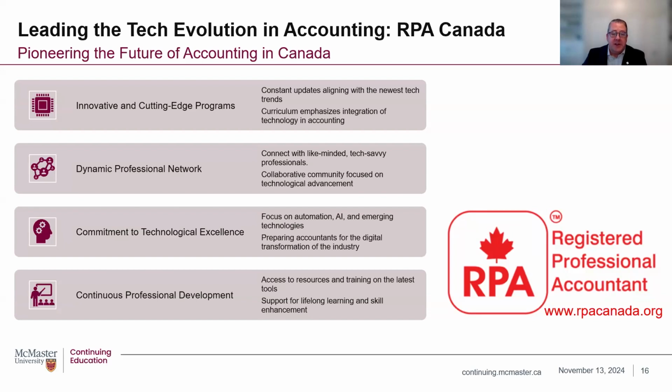It offers two designations. A Registered Professional Accountant designation, which you need to qualify for. You have prerequisite courses as well as a mandatory professional exam that you would go through, and there are experience requirements as well. Lifetime members can apply to become an APA, an accredited professional accountant.